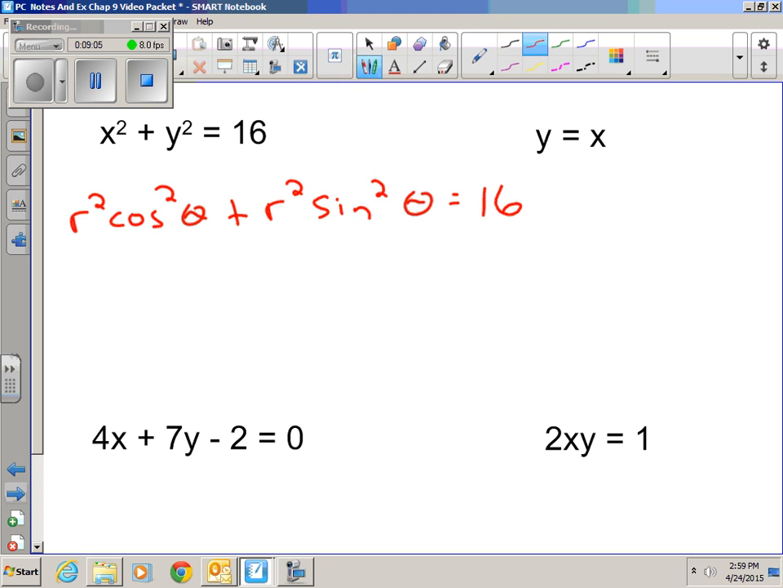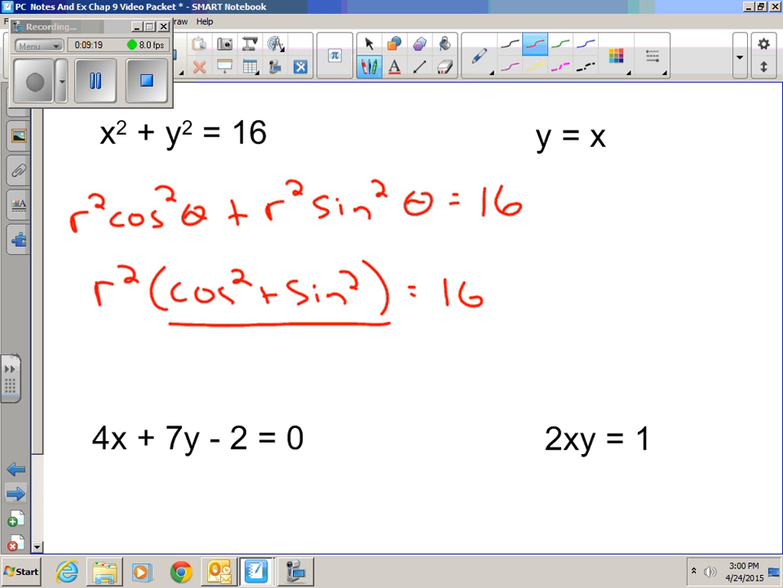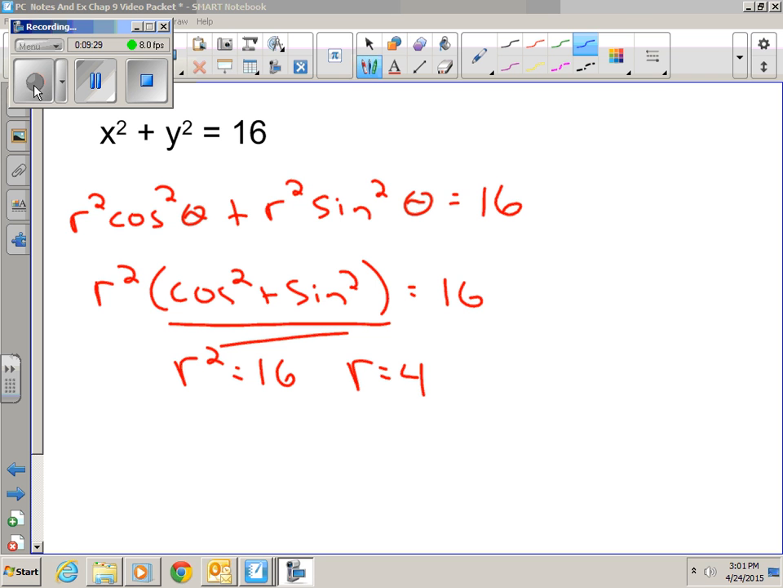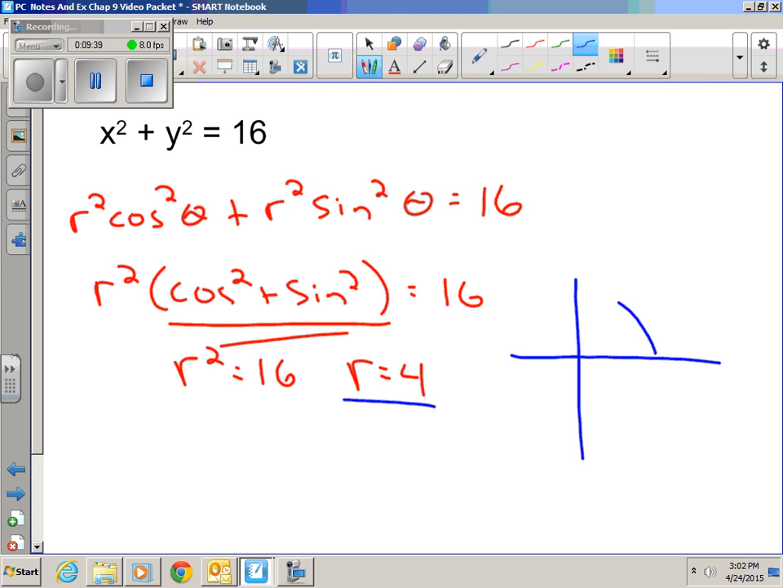We're going to factor out the r squared, so I have r squared times cosine squared plus sine squared is equal to 16. Well, this, of course, is just 1. R squared is equal to 16, so therefore r is equal to 4. So as we think about our polar equation, r equals 4, there is no theta we need to worry about, but we can see now that, sure enough, that is a circle with a radius of 4.